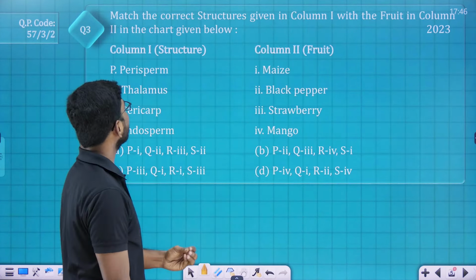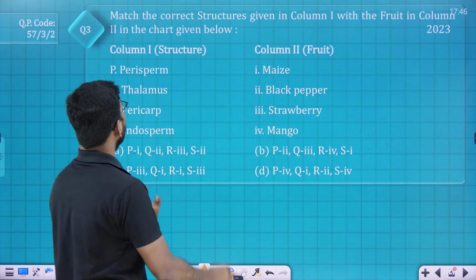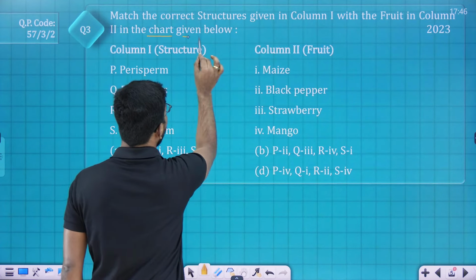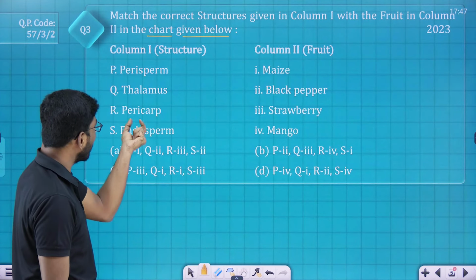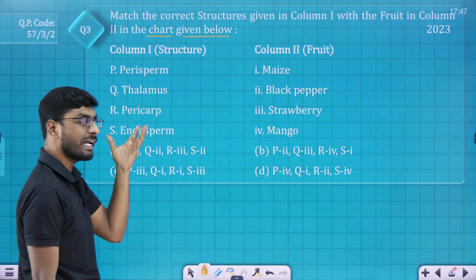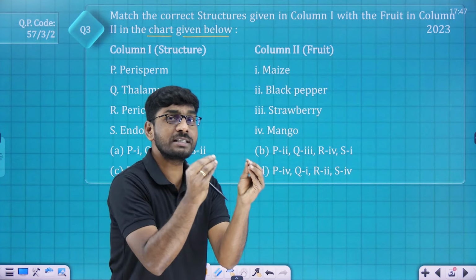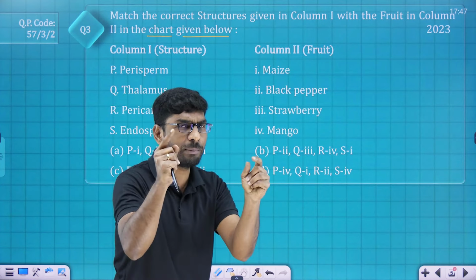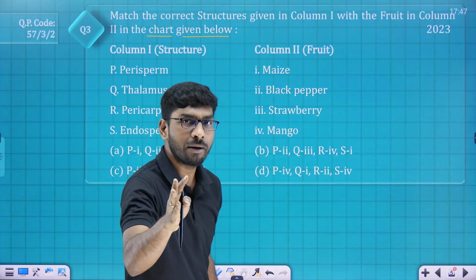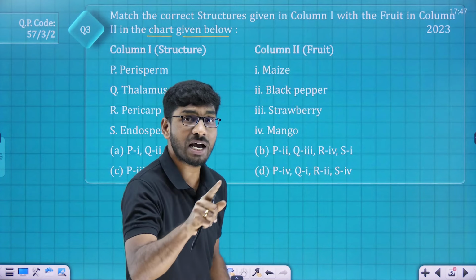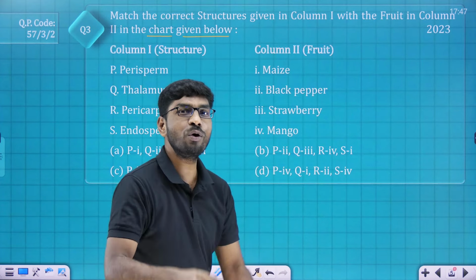The next question is a match the following. Match the correct structure given in column 1 with the fruit in column 2 in the chart given below. Now look here. Perisperm in column 1, thalamus, pericarp, endosperm. P, Q, R, S are mentioned. Perisperm, what is perisperm? Persisted nucellus. If you recall the theory class, after fertilization, the nucellus degenerates. But in some plants such as black pepper and one more plant, what is that? Beet.